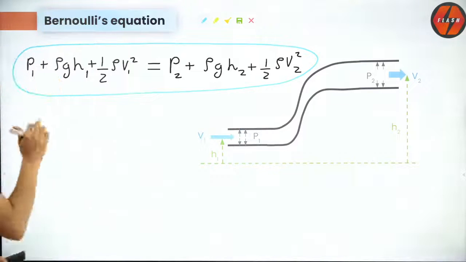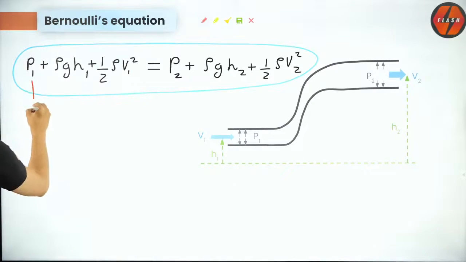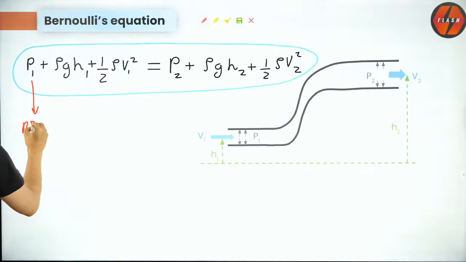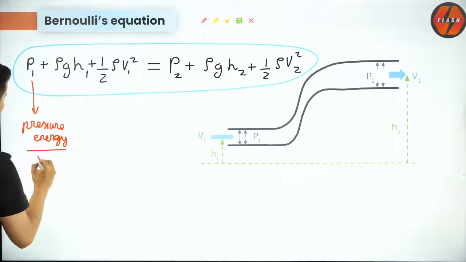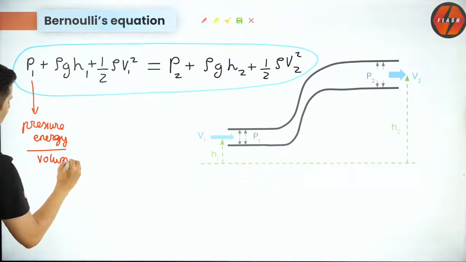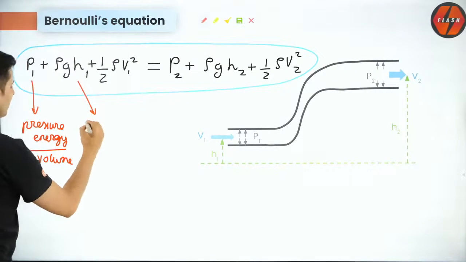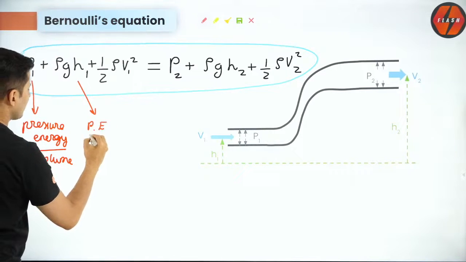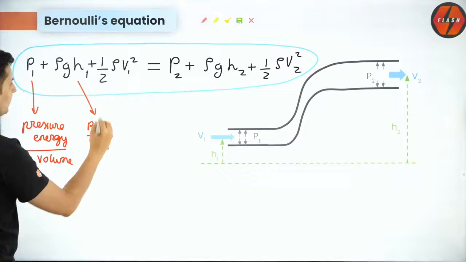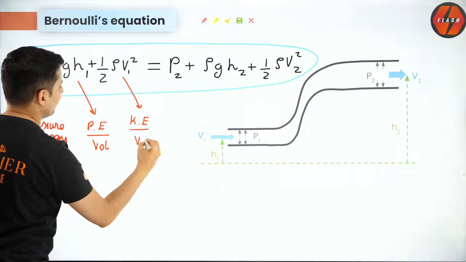Now each term has a special name. Let me give you that. This P is called pressure energy per unit volume. Then this is called potential energy per unit volume, and this is called kinetic energy per unit volume.